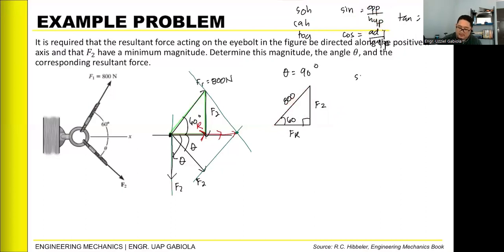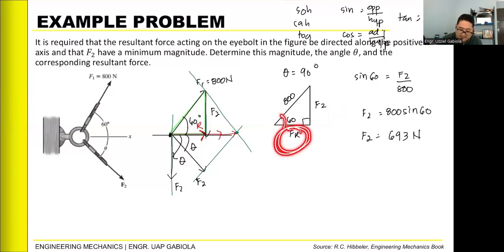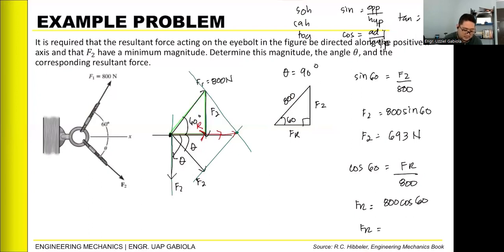Okay? So sine of 60 is equals to F2 over 800. So cross multiply lang natin. So 800 sine 60 equals to F2. Multiply lang natin, 800 sine 60. That is 693 newtons. Okay? Yung value ni F2. And then we have, ito yung angle, katabi niya si FR, so that is adjacent, tapos meron tayong hypotenuse. Adjacent over hypotenuse is cosine. So cosine of 60 is equals to FR, yung resultant natin, over 800. So FR natin is equals to 800 cosine of 60. So FR is equal to 400 newtons. And this will be our final answer for this problem.